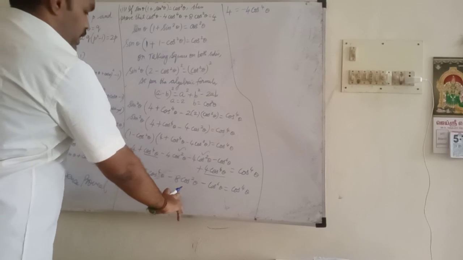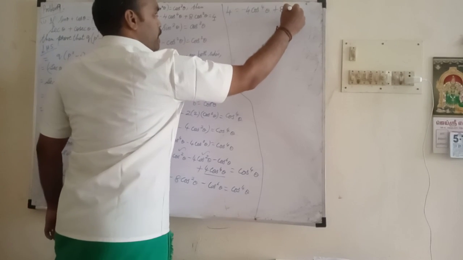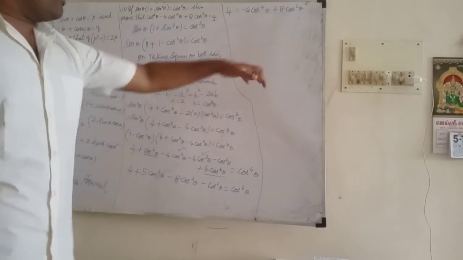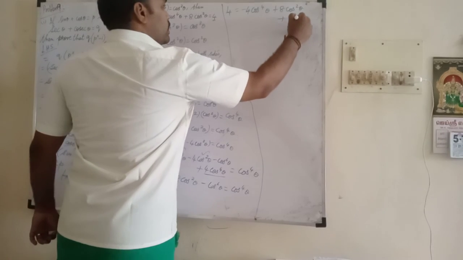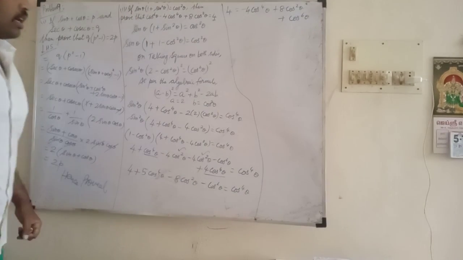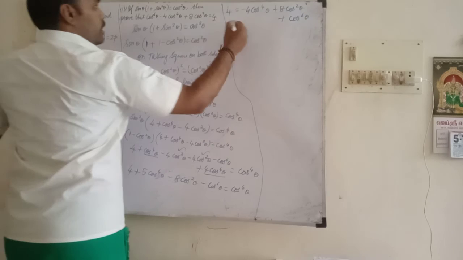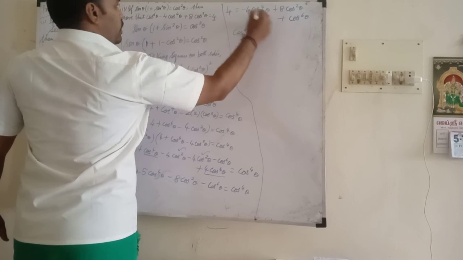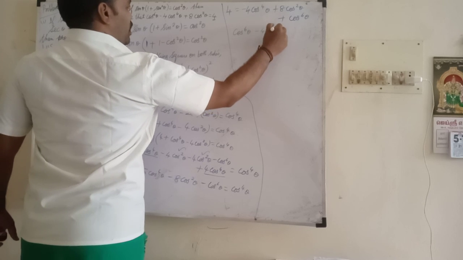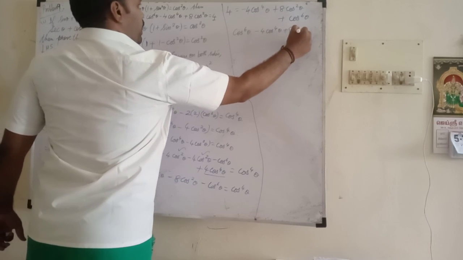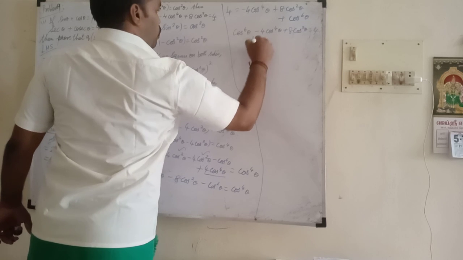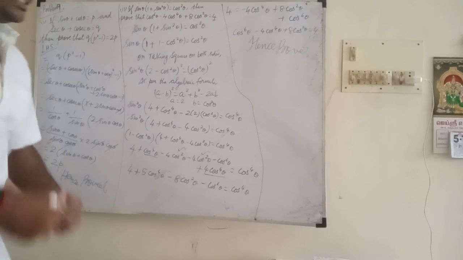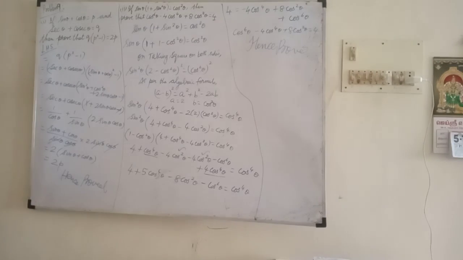Minus 8 cos square theta on the right side becomes plus 8 cos square theta. Minus cos power 6 theta on the right side becomes plus cos power 6 theta. So we can arrange it in order: cos power 6 theta minus 4 cos power 4 theta plus 8 cos square theta equals 4. Hence proved. This is the answer. That's all about this problem.